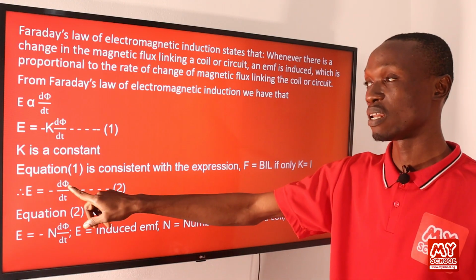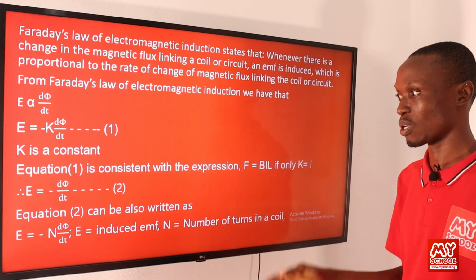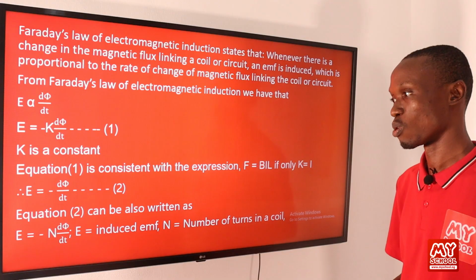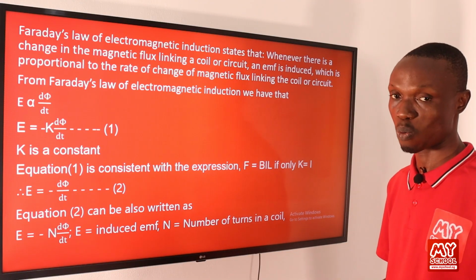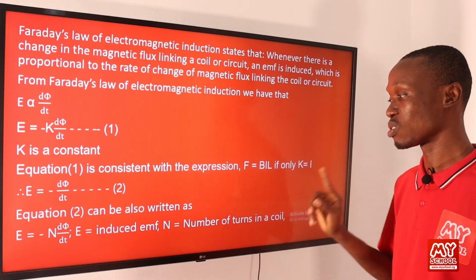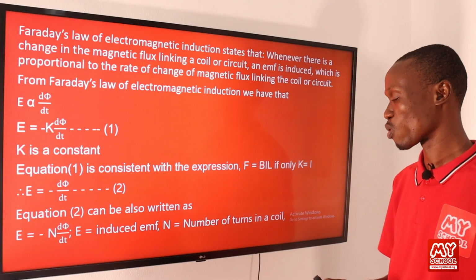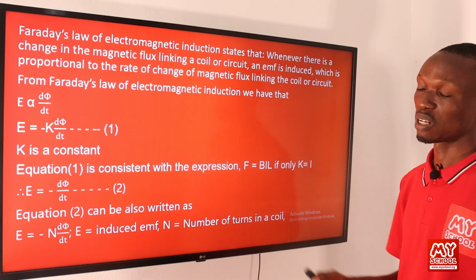But remember that phi here is the magnetic flux, the total flux linkage. I will call this equation 2. Equation 2 can also be written as E equals minus N d phi over dt, where E is the induced EMF and N is the number of turns in a coil. So let's move to the next slide.